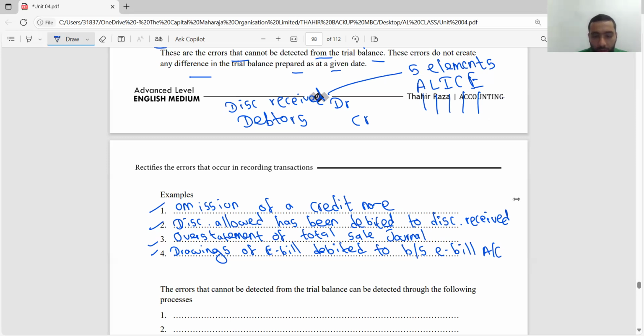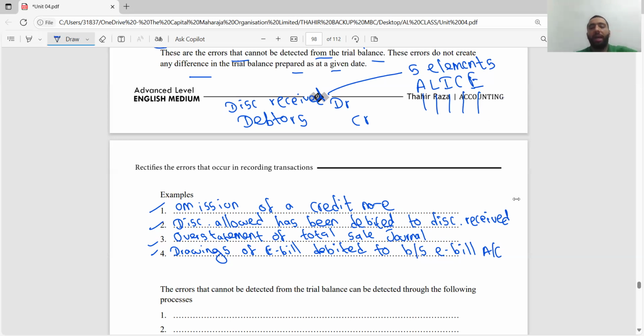Right? Okay. So since you all are silent, I can assume there's a small doubt about what this is saying: drawings of electricity bill debited to business electricity bill. What does this say? It says the owner's electricity bill was paid by the business. Okay, this is what they are saying.